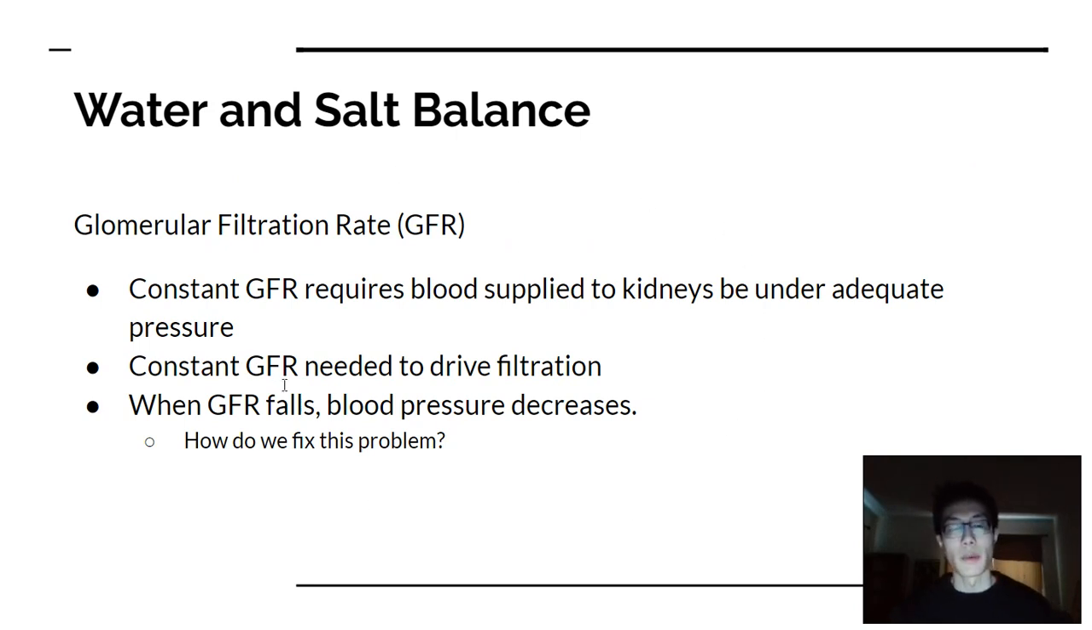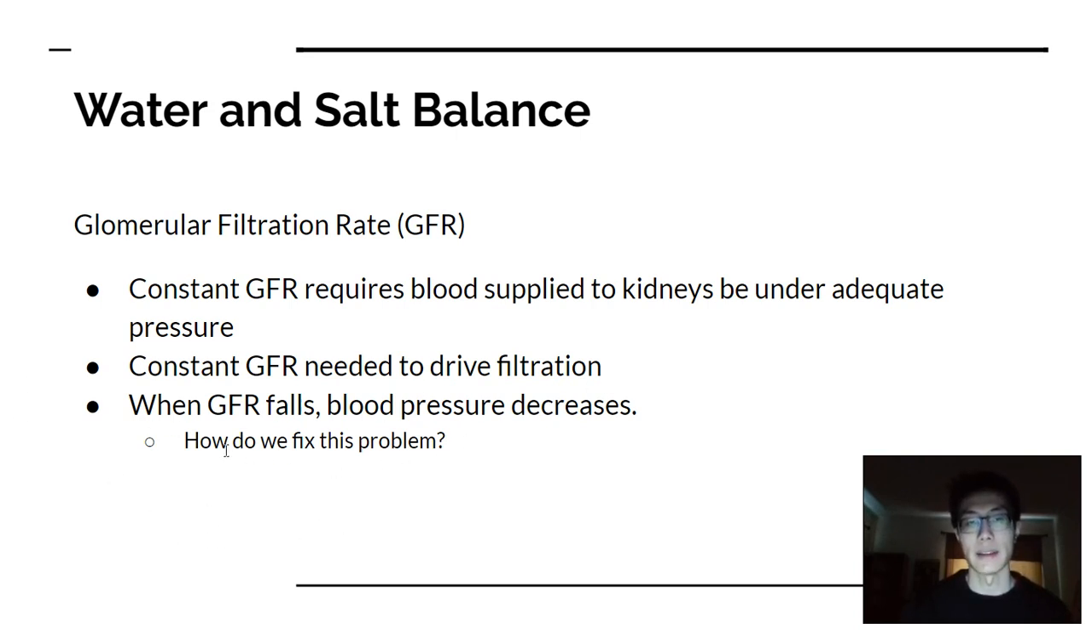Okay. So when we're looking at rates of filtration, one thing we have to understand is the glomerular filtration rate, or GFR. A constant glomerular filtration rate requires blood supplied to the kidneys to be under adequate pressure. So you need a certain amount of pressure to allow this to happen naturally and normally. So constant GFR is needed to drive filtration. But sometimes you have a drop in GFR, and when GFR falls, the blood pressure also decreases, which can affect how much filtration occurs, or maybe even prevent proper filtration levels.